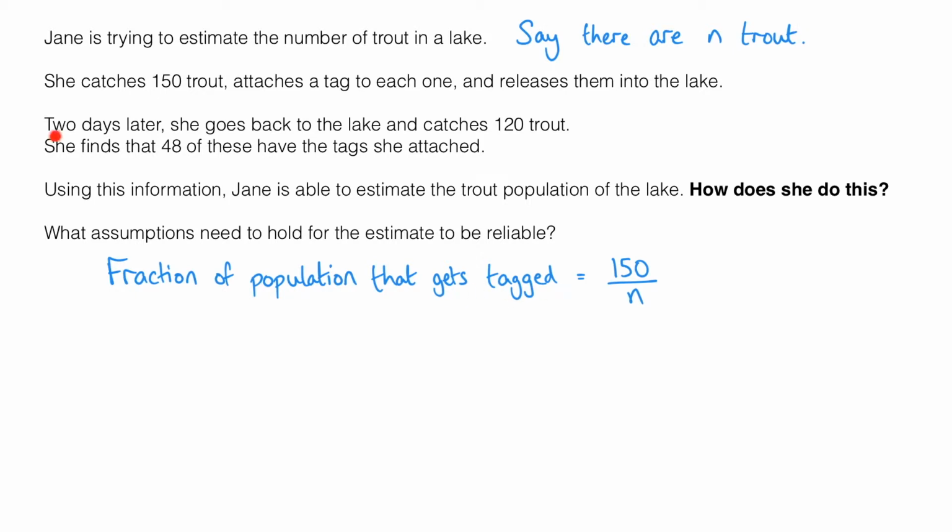Now, 2 days later, she goes back to the lake and catches 120. So this is a sample of the population, and she finds that in this sample, 48 have got tags. That means the fraction of the sample that has tags is 48 over 120.